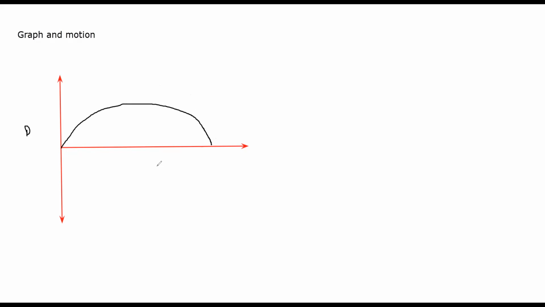So for example, we have a distance time graph, and this was a distance time graph. Say this is a full graph which explains the motion, distance time or displacement time.